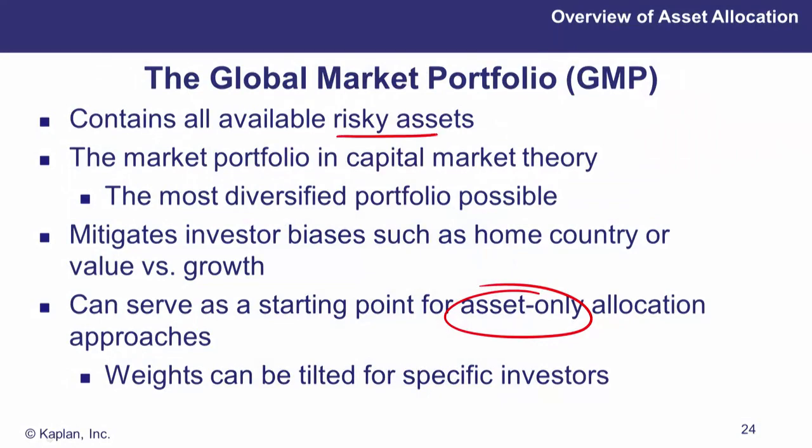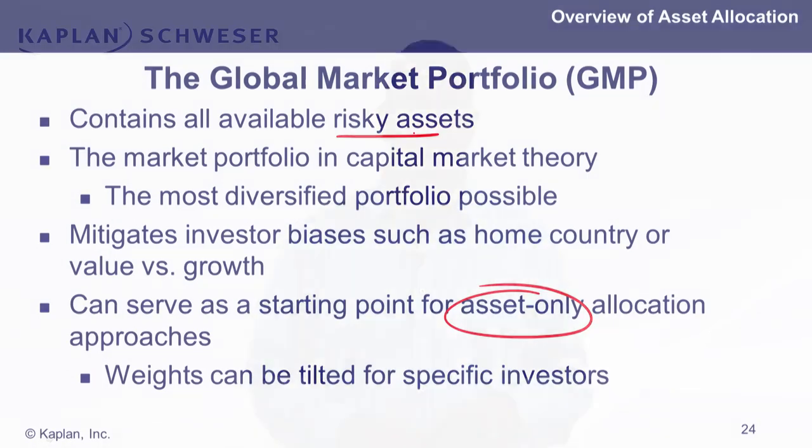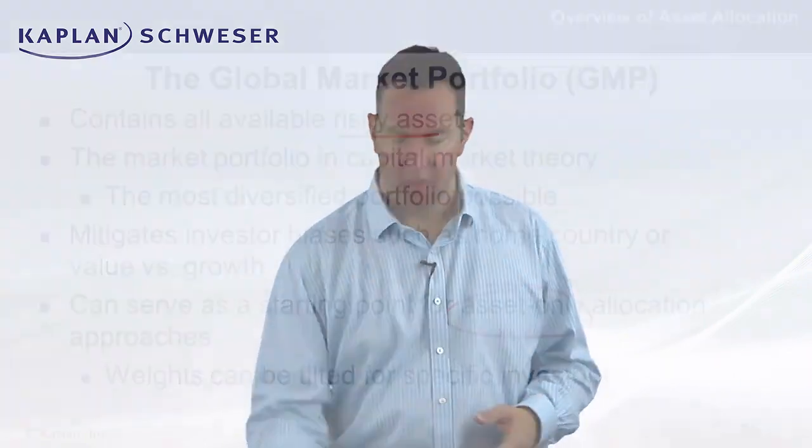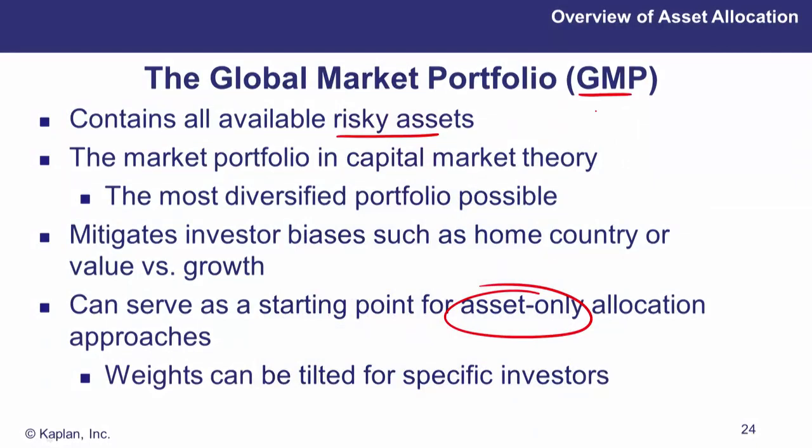Right? Imagine all investable assets anywhere in the world. Well, together, that comprises the global market portfolio. Okay, it's the most diversified portfolio possible. It contains all available risky assets anywhere in the world. You might remember back to levels 1 and 2 when we looked at capital market theory, the CAPM formula, or the global market, the return in the market portfolio. This was what we were talking about, the GMP.